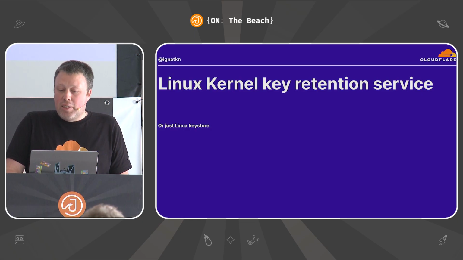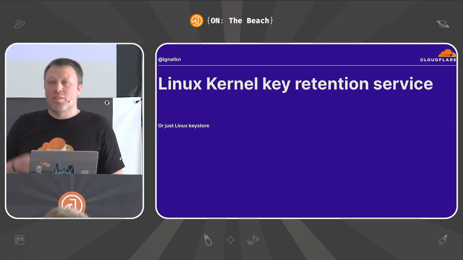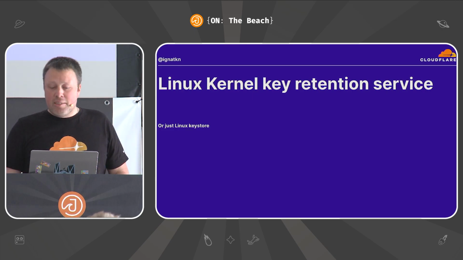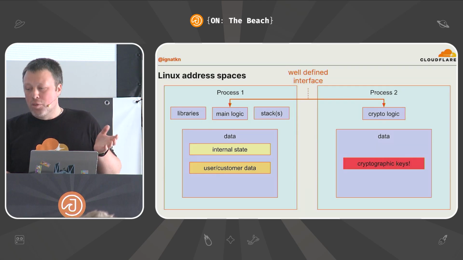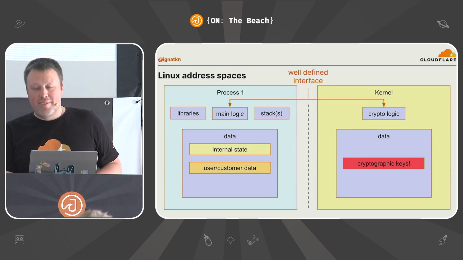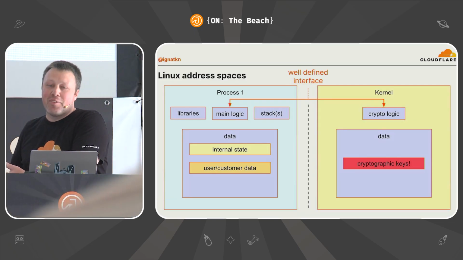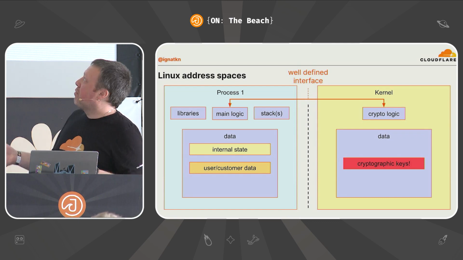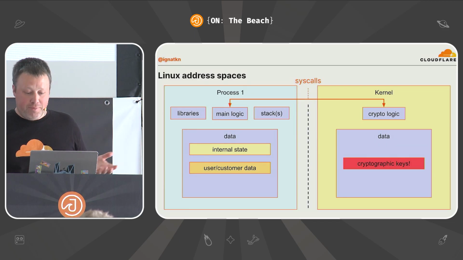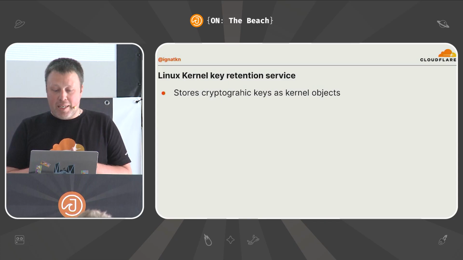This brings us to the Linux kernel key retention service, which is the official name for the Linux kernel keystore. The idea is plain simple. We take the agent model here and replace process 2 with the kernel, which is also in a different address space, right? And the well-defined interface already exists. It's called system calls. And this is basically it.